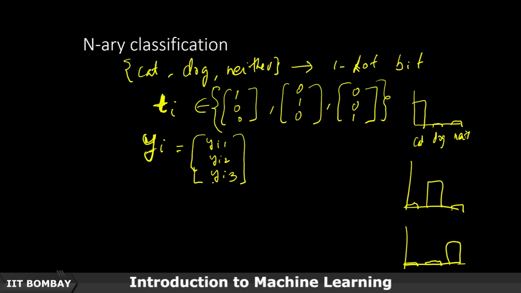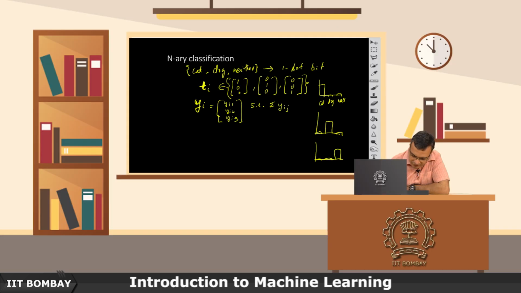Okay, so this is going to be the vector Y, and it is going to be such that the sum of yij, j ranging from 1 to C, is equal to 1, and yij is greater than or equal to 0 and less than or equal to 1 for all i and j. So it's going to lie between 0 and 1. That's the probability mass function interpretation.